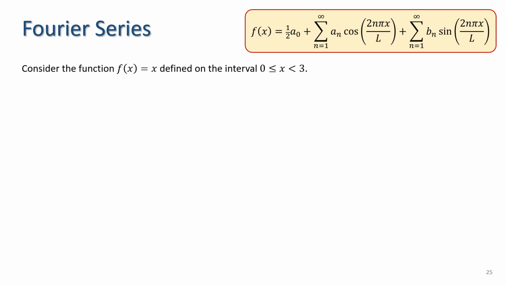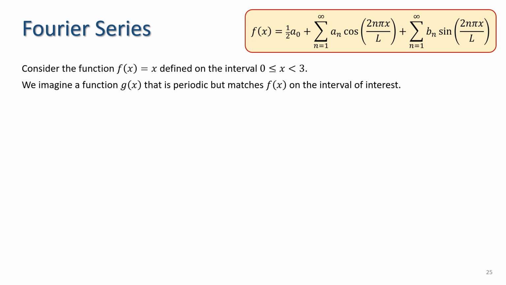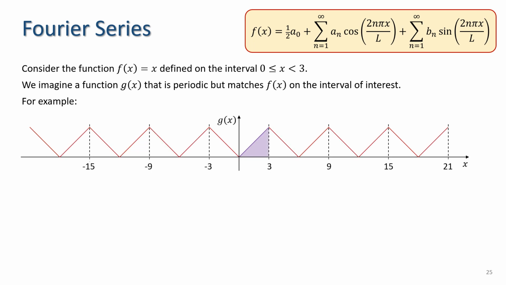As before, we first imagine a function that is periodic, but matches f of x on the interval of interest. Here's one example where the periodic interval is of length 6. In this case, our periodic function coincides with the function f of x equals x between 0 and 3, but nowhere else.